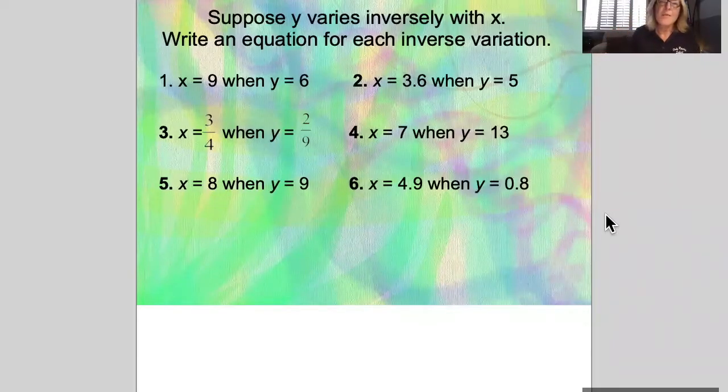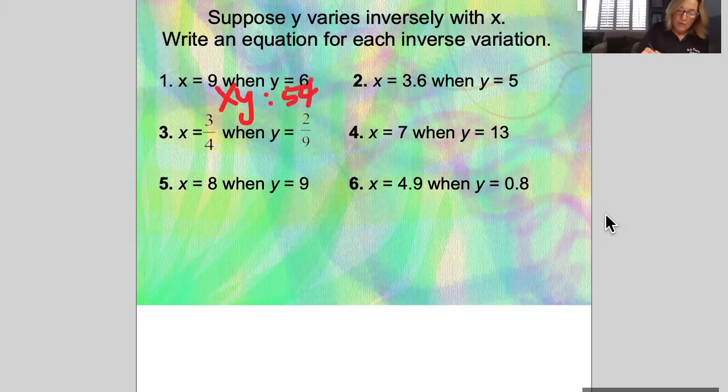So we're going to assume that y is going to vary inversely with x on these examples, and we want to write an equation. So we can simply write it in the xy equals form. So in this case, number 1, if x is 9 and y is 6, then xy is equal to 54. And we can leave it in that form. We could also put it in y equals form. So all you have to do is multiply the x and y, and that gives you the constant of variation every time.